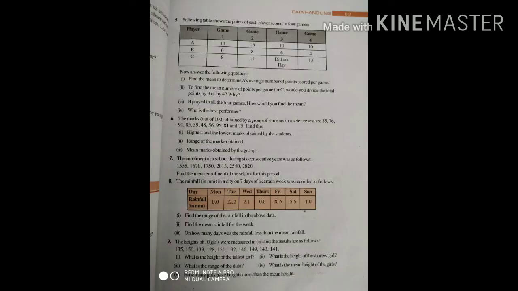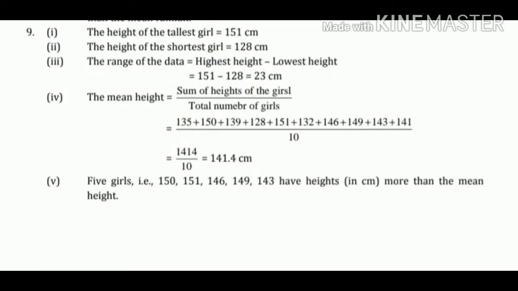Now in the ninth question, we have data regarding the height of girls. Here also you have to determine the tallest and the shortest girl, the range and the mean height. So you can use the formulas. For the range, the answer will be the highest height minus the lowest height. For the mean, the sum of the heights divided by the number of girls, and the 5 girls who have a height more than the mean, you can name or write them down in the last question.